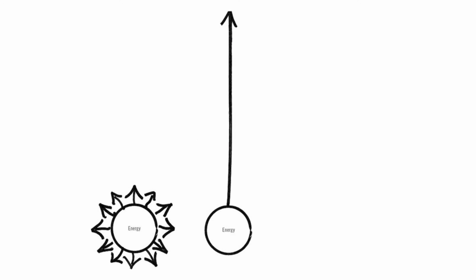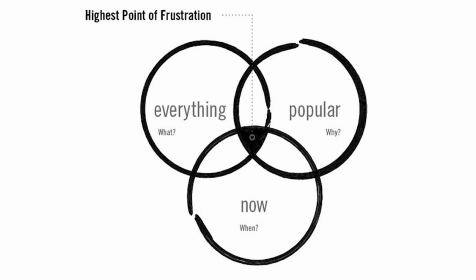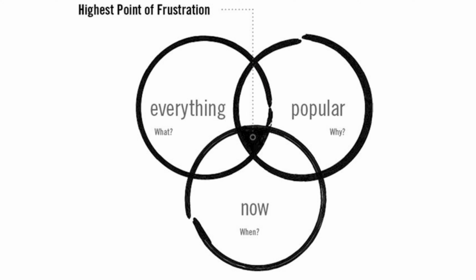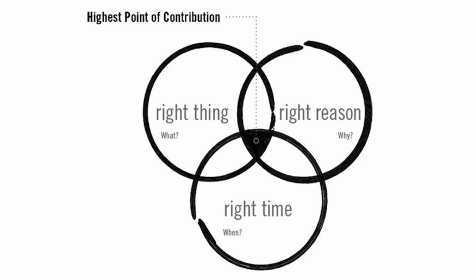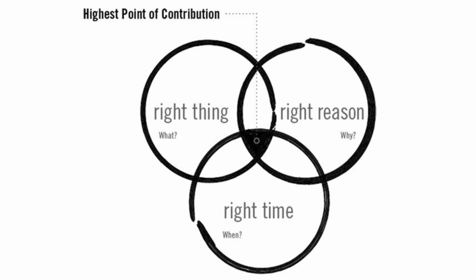The book also gives you two diagrams showing where you can find the highest point of frustration in your life and the highest point of contribution. So that highest point of frustration really encompasses the whole Gary V hustle culture of doing everything that's popular, doing it all and doing it all now. Whereas where you can reach your highest point of contribution is actually when you cut out a lot of these distractions and do the right thing at the right time for the right reason.